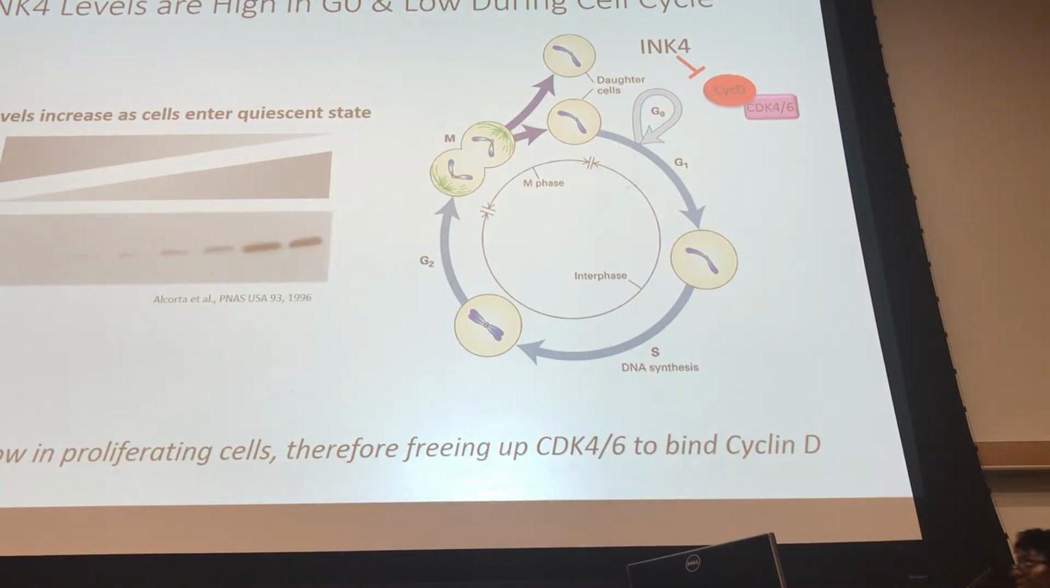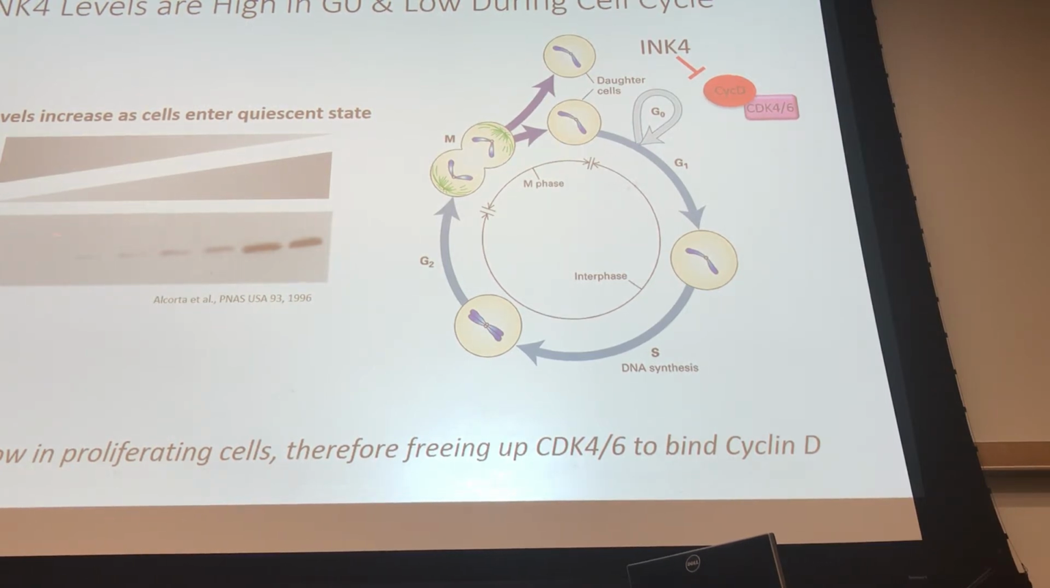All right, so here's some experimental evidence of the INK4 family. That was the first family that I showed on the slide. I was telling you that the levels of that protein are high during G0 phase, so that protein sequesters CDK4 and CDK6 away from cyclin D, so that you can't form this complex, and the cell can't make it through G1.